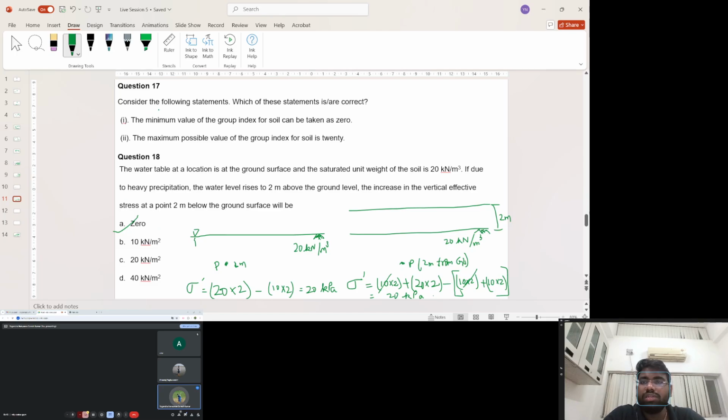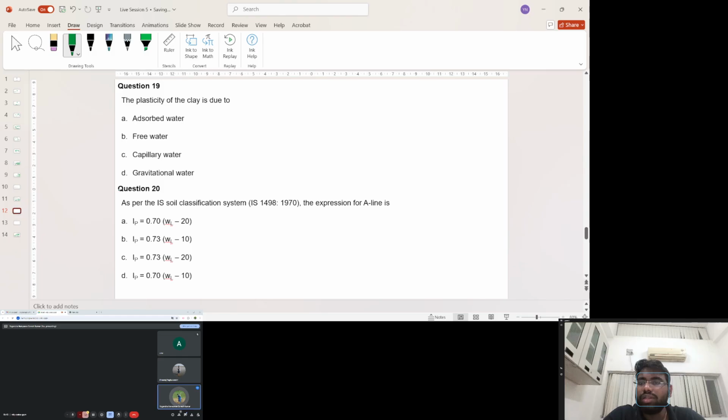So coming to this question, the minimum value of group index of soil, which statements are correct. The minimum value of group index for soil is 0 and the maximum value of group index for soil is 20. So as I discussed before, both the options are right. Now coming to the next question, the plasticity of clay is due to. Plasticity of the clay is due mainly to its adsorbed water.